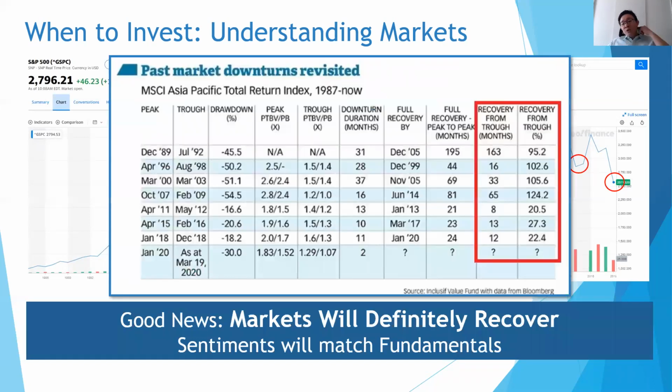So this is a news article from last Saturday's Business Times. What it basically shows is, from the 1980s to now, the various financial downturns that happened. If you look at the red circle box over here, the recovery time from the trough, meaning the bottom of the market, to full recovery for the last two crises took about 12 and 13 months, about a year, to reach back to the top.